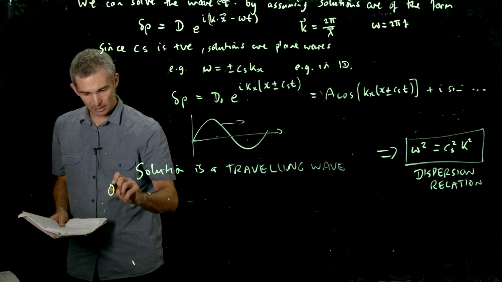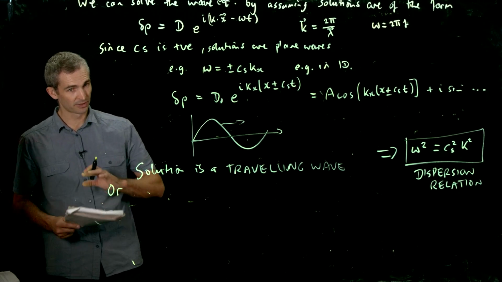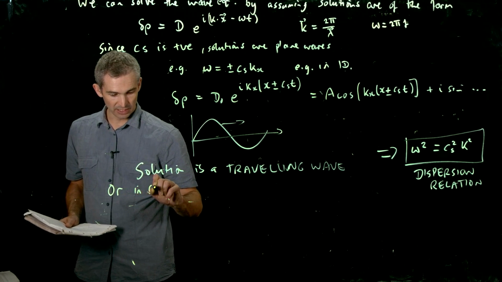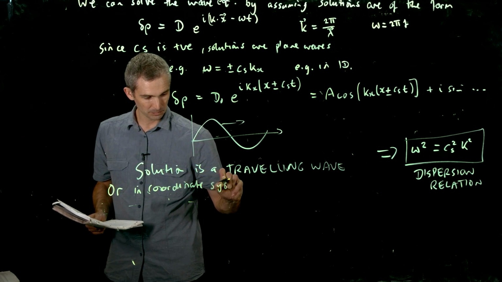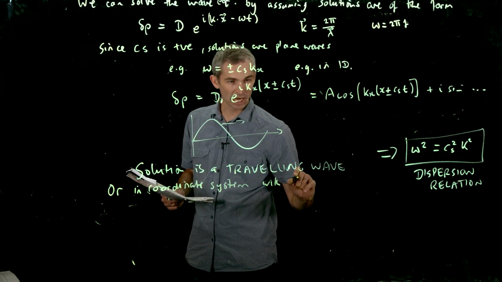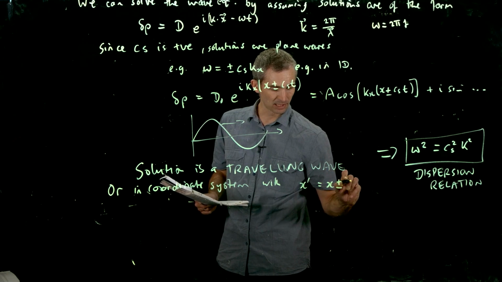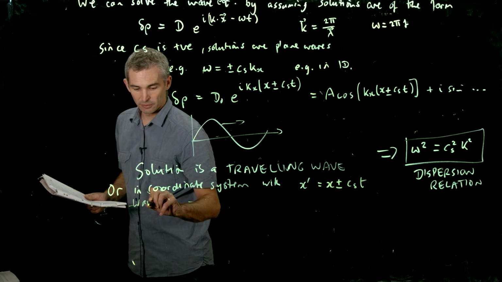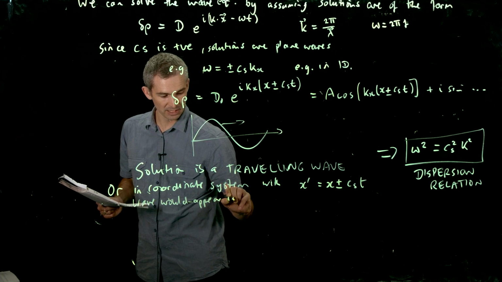But there's something more fundamental here. It turns out that all hyperbolic sets of equations have the same kind of behavior. So we can consider a coordinate system, so let's imagine that you're riding the wave. So you've got a new coordinate which is simply x plus or minus sound speed t. The wave would appear unchanged.